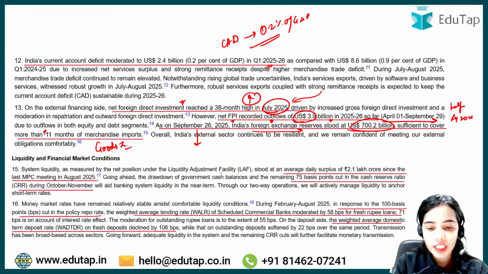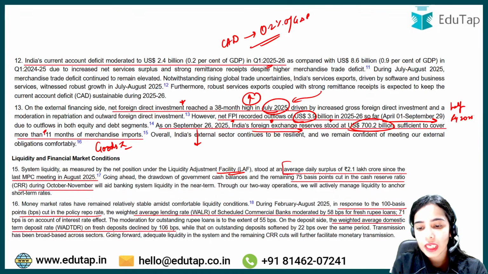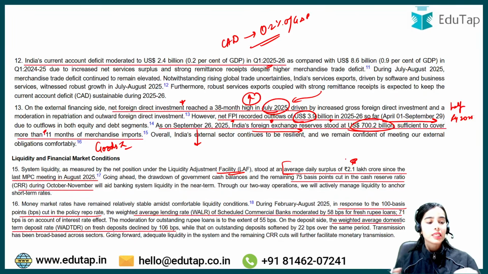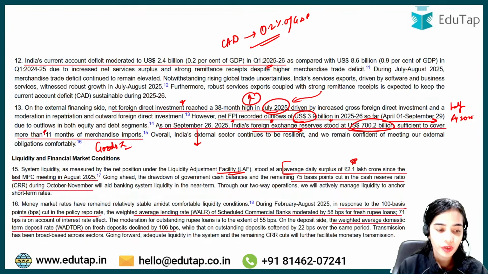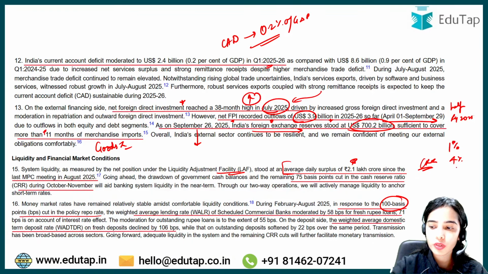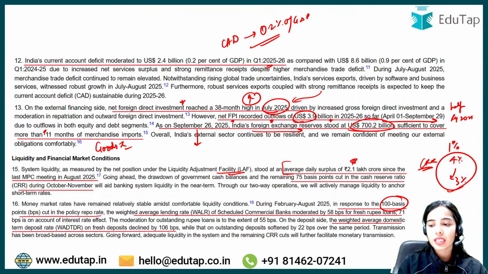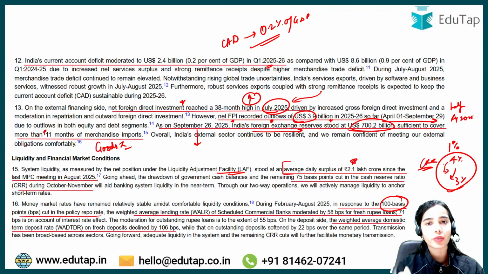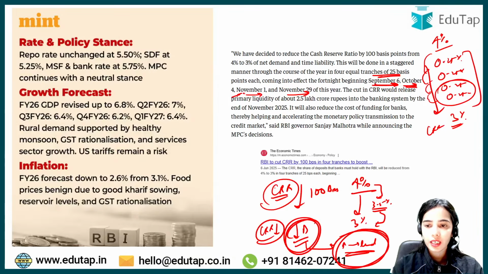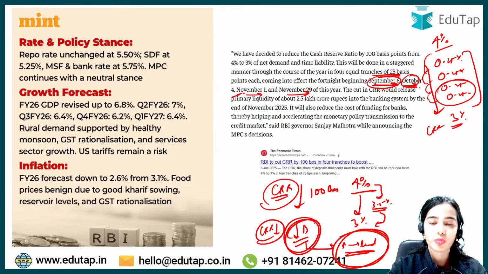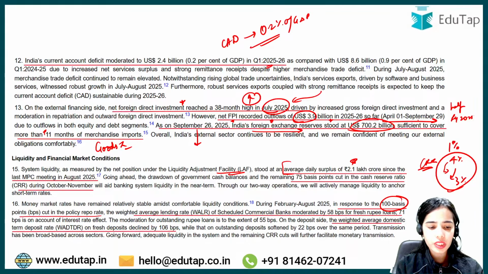Now the liquidity adjustment facility. There is an average daily surplus of 2.1 lakh crore since the last MPC meeting of August 2025. The CRR was also decided to decrease by 100 basis points, that is by 1%, from 4% to 3% in 4 equal tranches, and already the CRR has been decreased from 4% to 3.5%, on September 6 and October 4. Okay, so this is the basic idea.